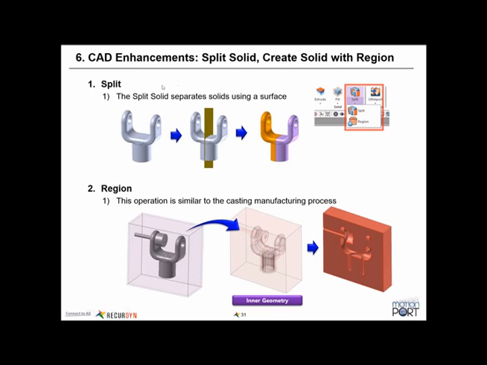More enhancements on the solid modeling. So we have this ability to split a component, a solid, into two pieces by using a surface. You just define the surface and then reference that surface, and then you get the two different components. And then another capability that's new is this new region component.